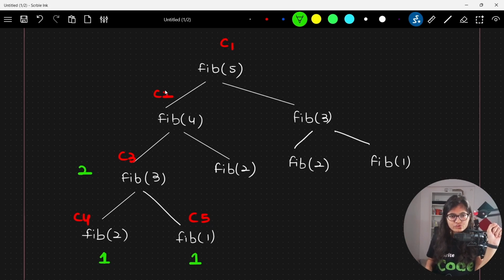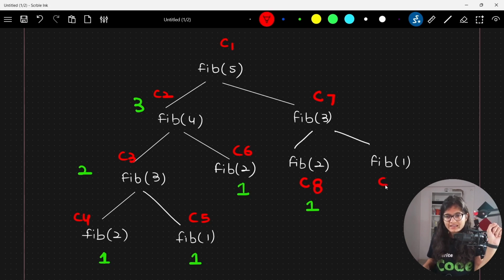Now when it goes back to C2, C6 will be called and it will return the value 1. 2 plus 1 is 3. Now again the function call will go back to C7. C7 will call C8. C8 will again return the value 1. Then C9 will be called. It will again return the value 1.